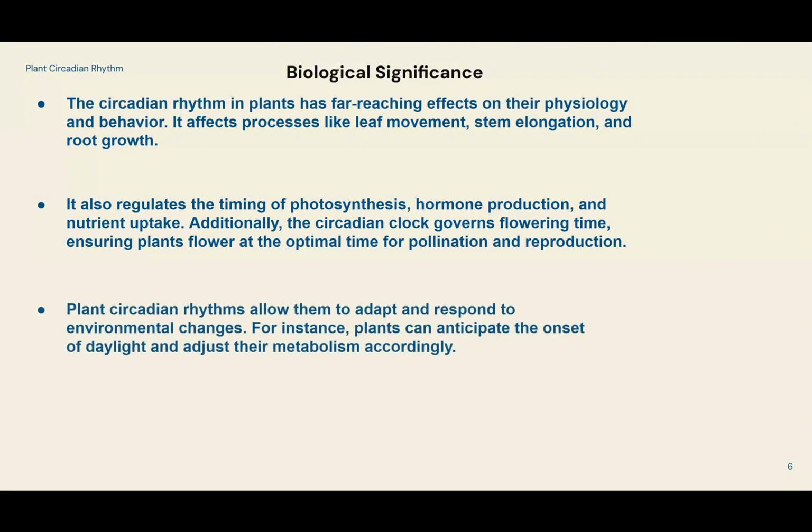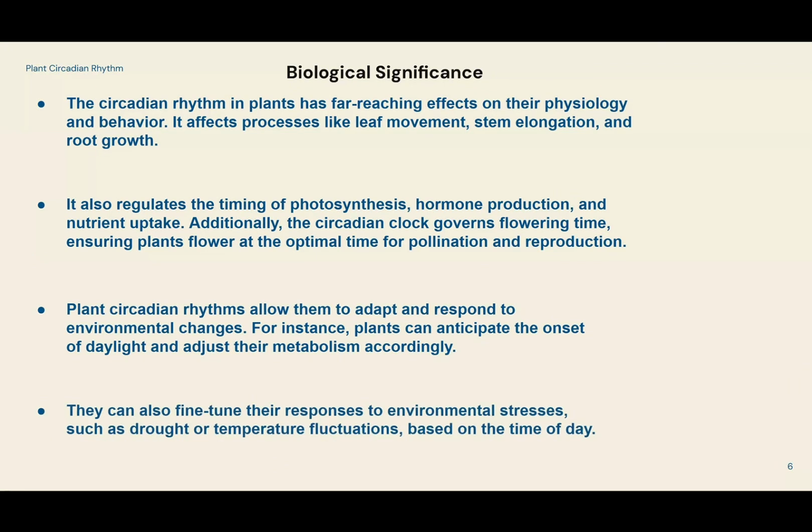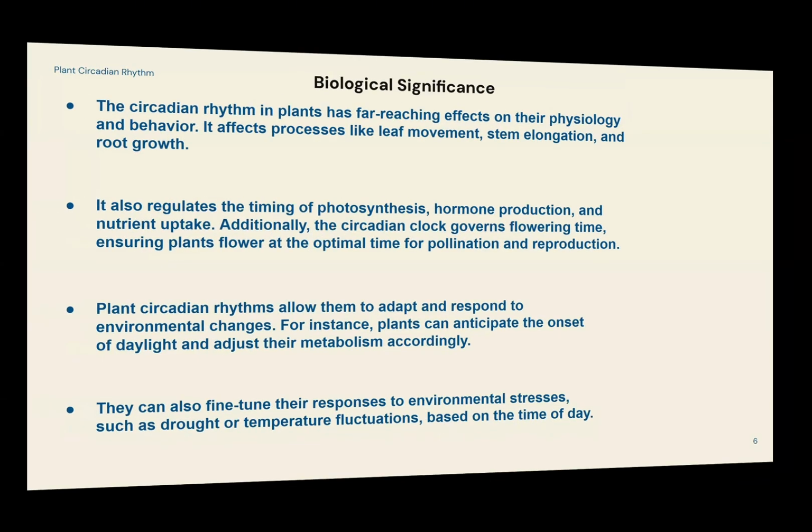Plant circadian rhythms allow them to adapt and respond to environmental changes. For instance, the most basic one, plants can anticipate the onset of daylight and adjust their metabolism accordingly. They can also fine tune their responses to environmental stresses, such as drought or temperature fluctuations, based on the time of day.